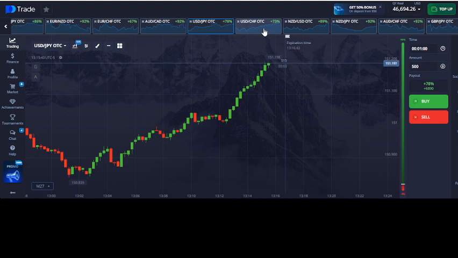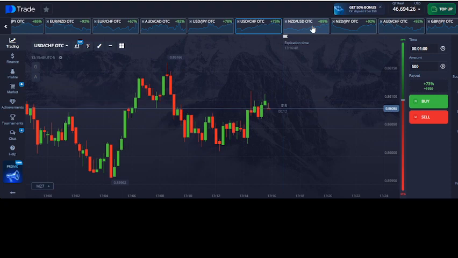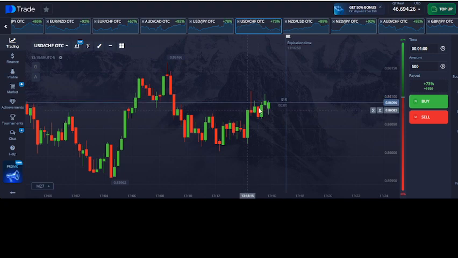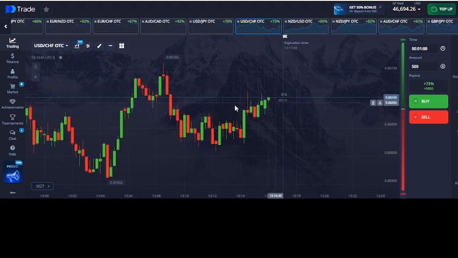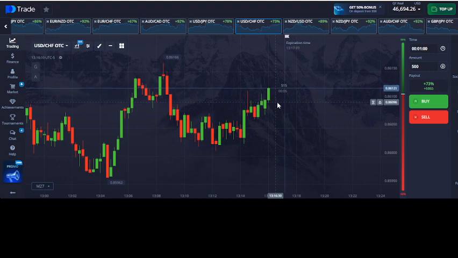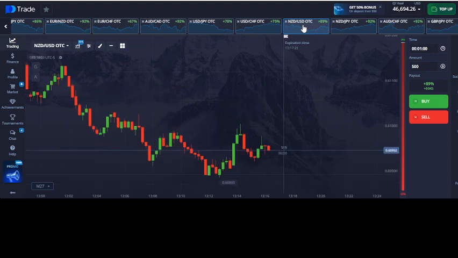All right, let's find another. Okay, gap formed here. Okay, it's bouncing. There's not really a trend here. But let's watch this. This is a volatile currency pair here. All right, let's stay away from this one.